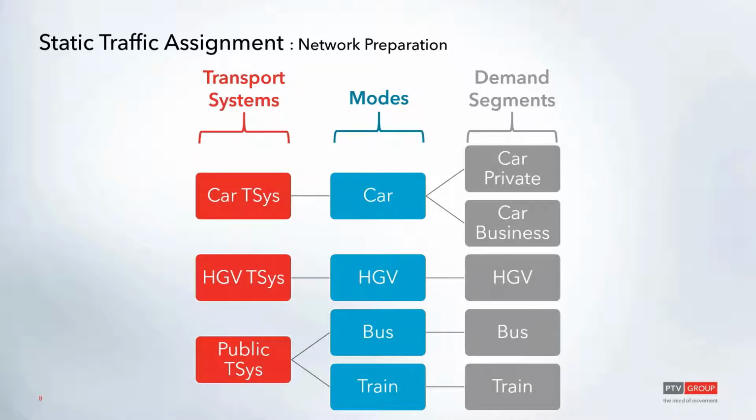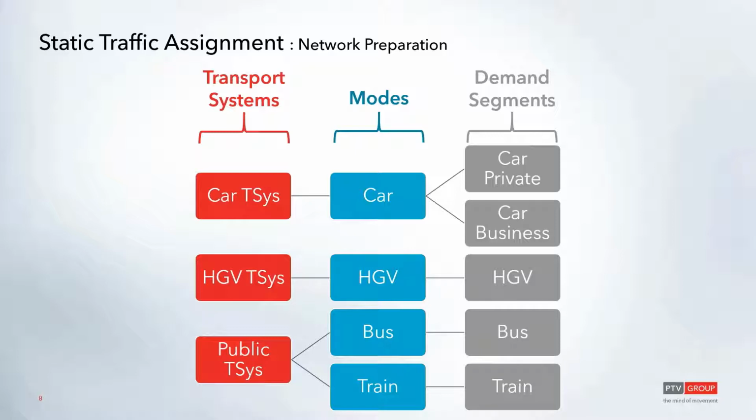From there, these will be comprised of different modes. For the private options, like car and heavy vehicles, this will just be a one-to-one mapping. So we'd have a car transport system and a car mode. But for the public transport, this is where we can set up different modes. For example, you might have buses or trains or other public transit options in your network. Each of these are then mapped to one or more demand segments.